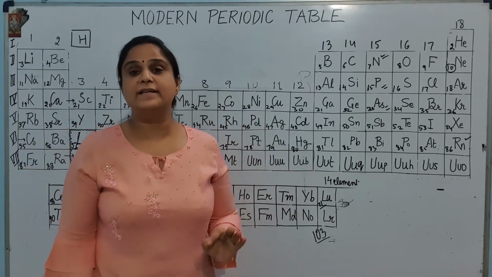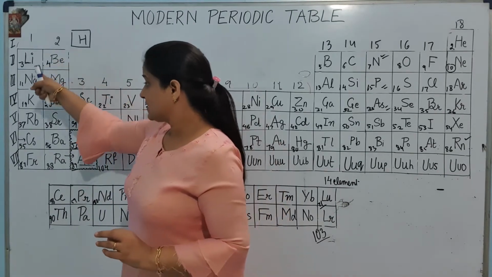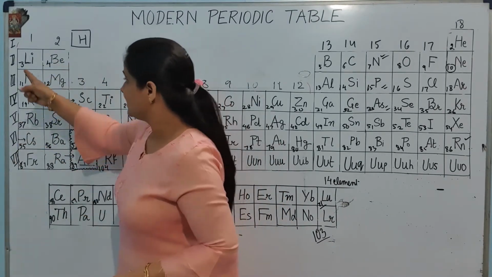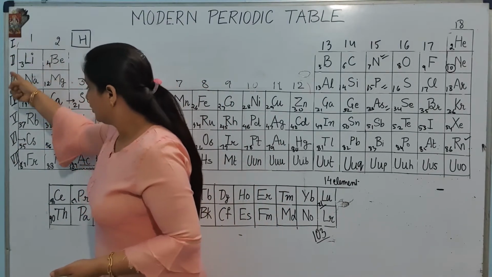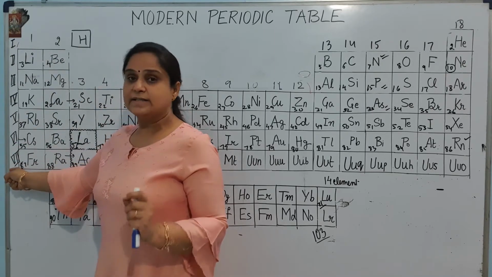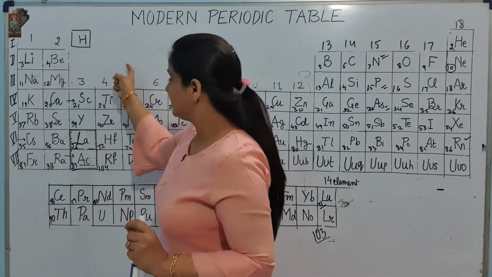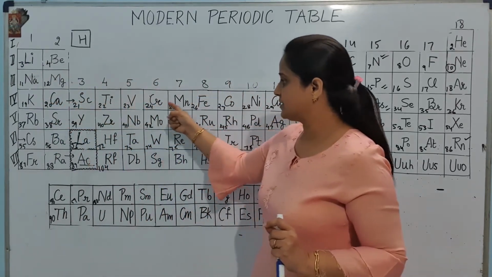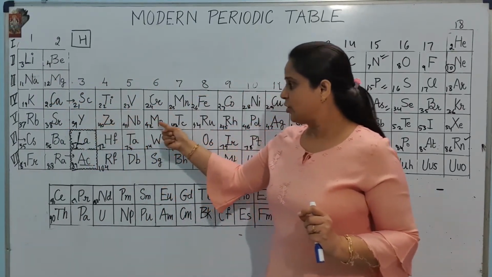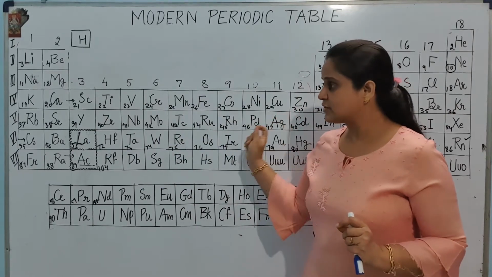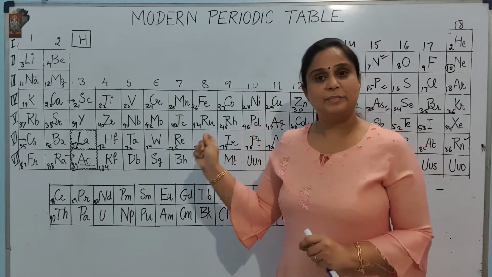On the other hand, there are 7 periods in this periodic table. You can see, starting from 1 to 7, continuously there are 7 periods. Horizontal rows are there, and these horizontal rows are known as periods.